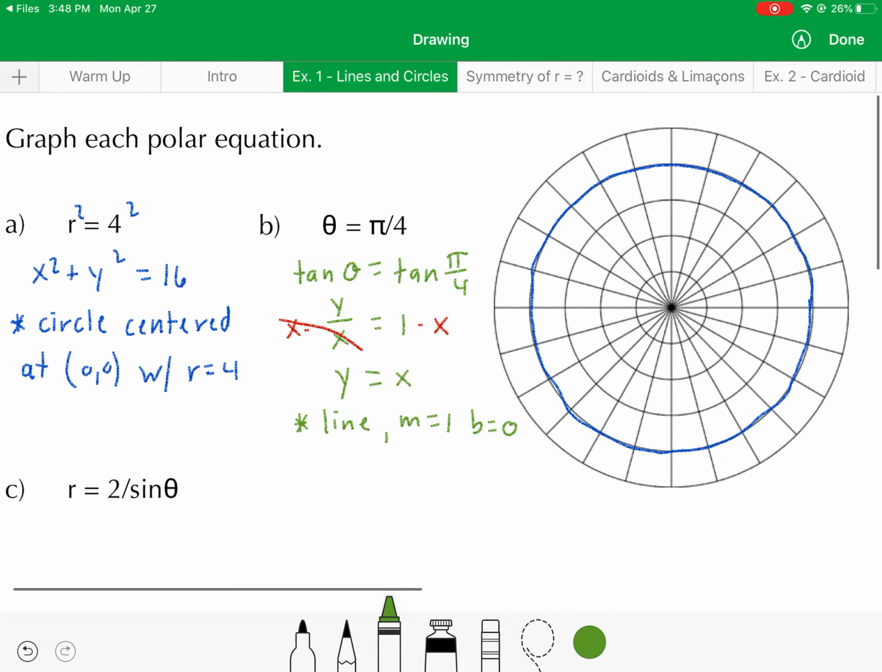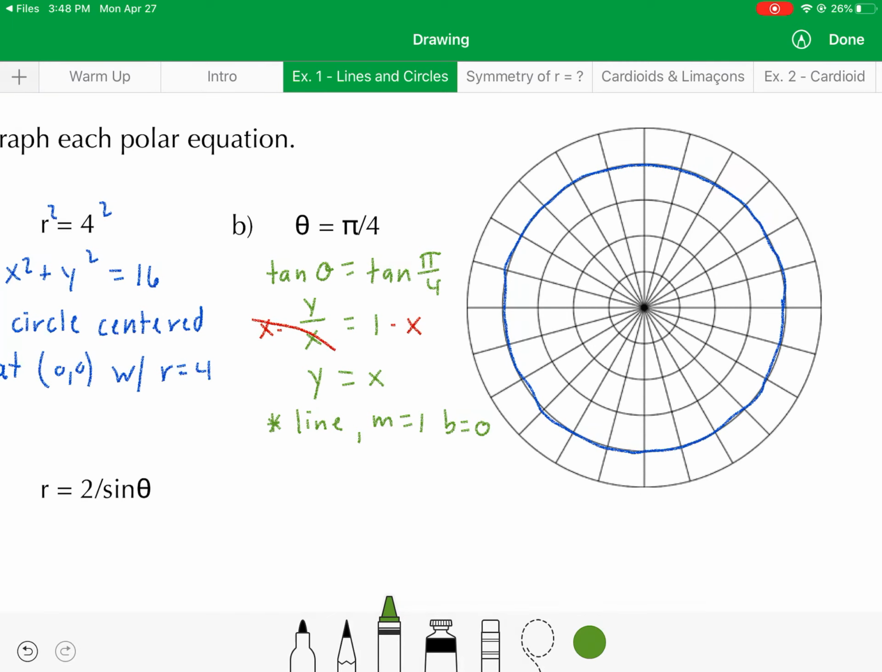So not only do you have the circles in the grid, but you also have the lines, right? And each one of those lines represents a different angle measure. So right here represents 0 radians. This is pi over 12 radians, or 15 degrees. 2 pi over 12, which is pi over 6. And then right here is pi over 4. Okay? And that's the one that we're after in this case.